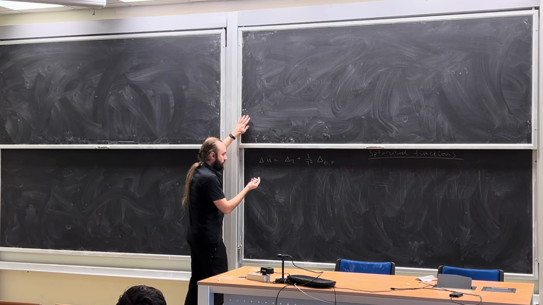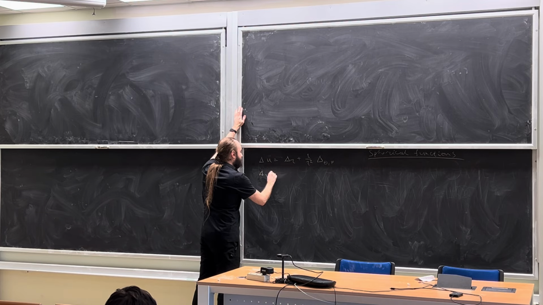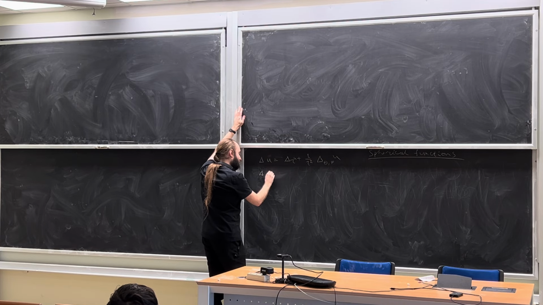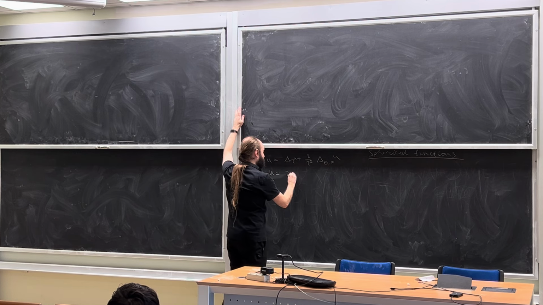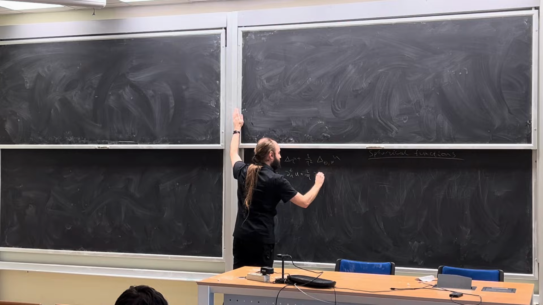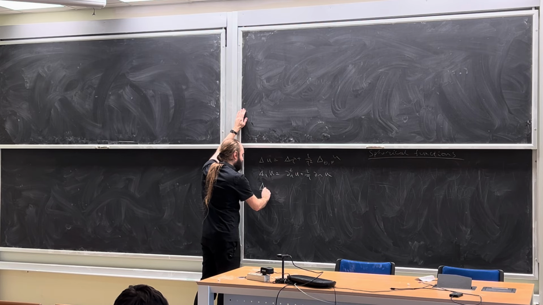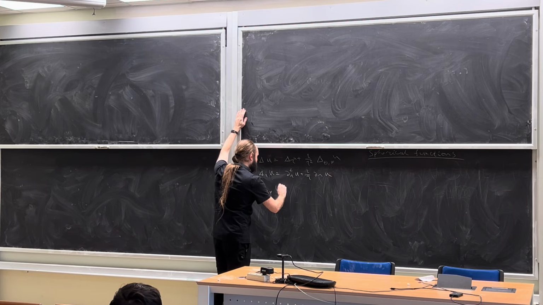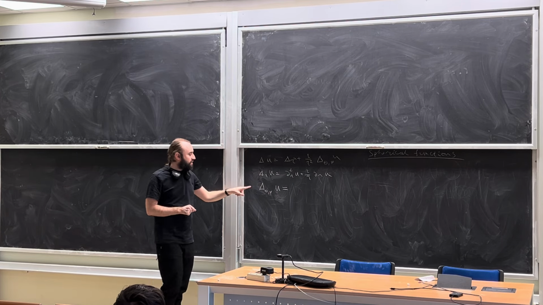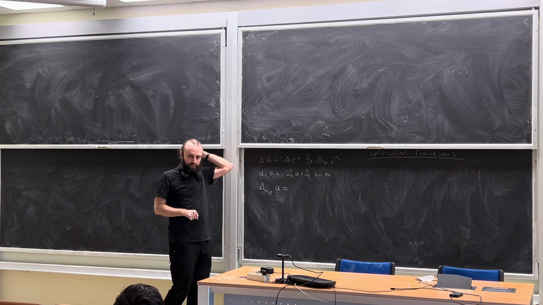So the radial part is, and an angular part, does anyone know how it looks like?